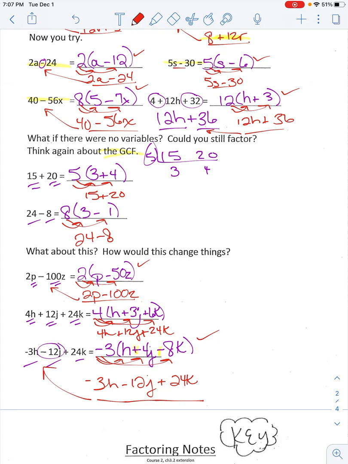Now if you were to factor out a positive 3 there, you could. It would change the signs on the inside, but then when you distribute it, you'll get the same answer. So either one would work.